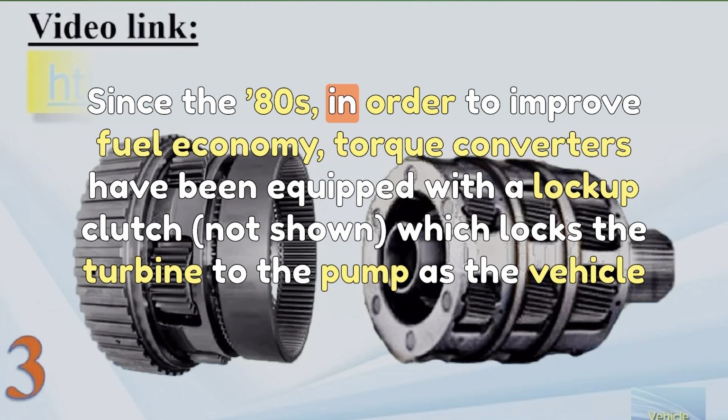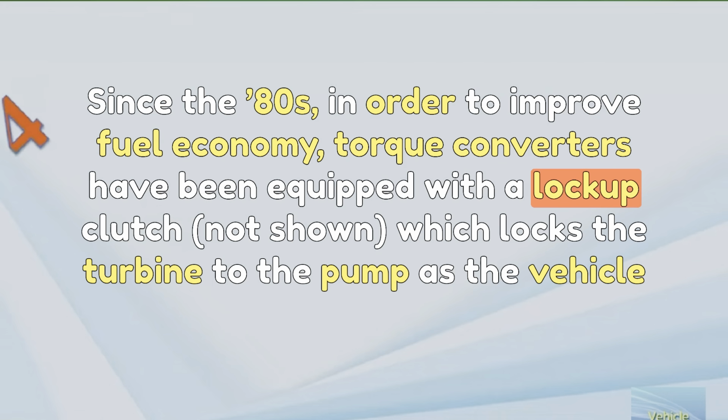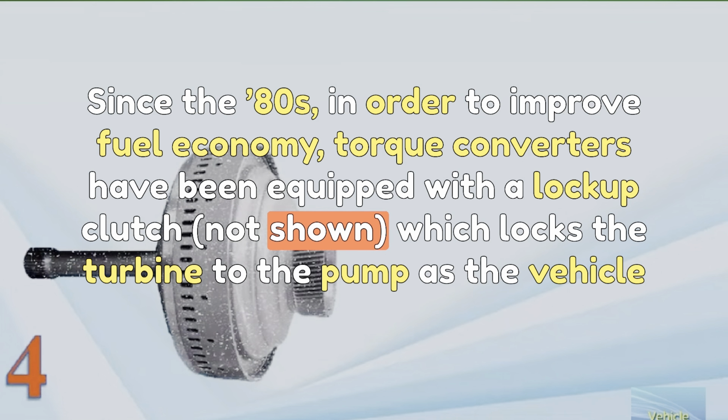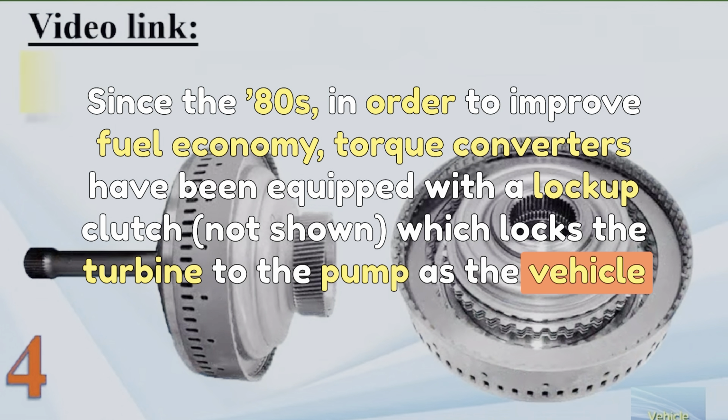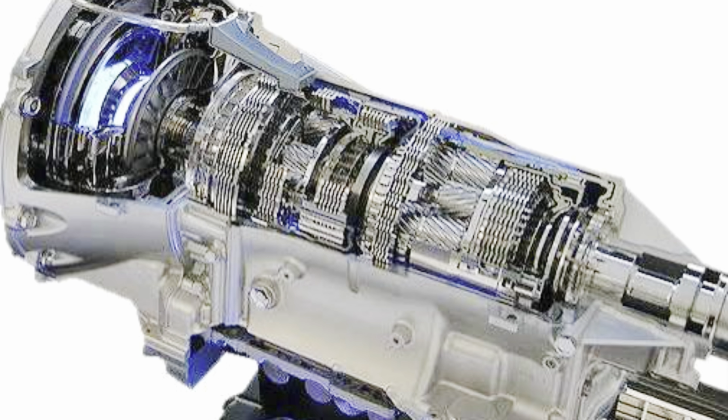Since the 80s, in order to improve fuel economy, torque converters have been equipped with a lock-up clutch, not shown, which locks the turbine to the pump as the vehicle speed reaches approximately 45 to 50 miles per hour. This lockup is controlled by computer and usually won't engage unless the transmission is in third or fourth gear.